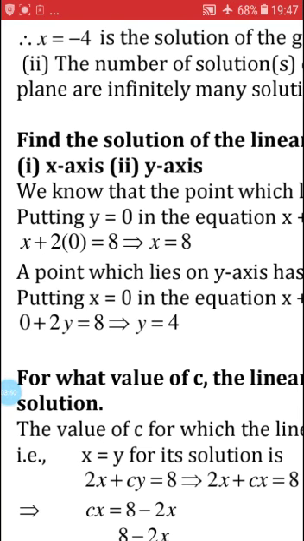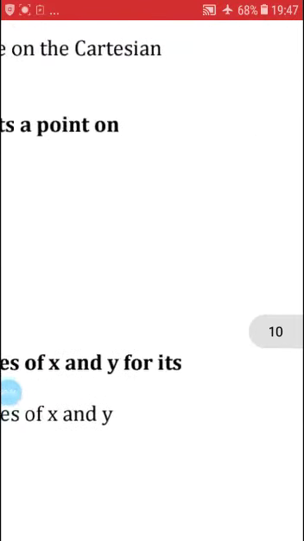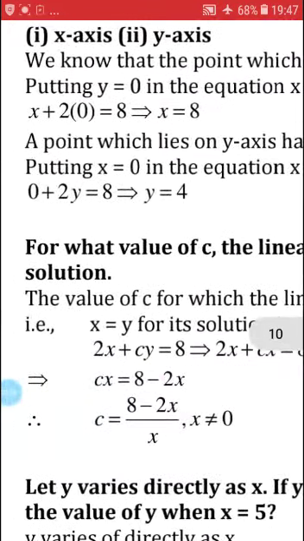4. Now see, for what value of c does the linear equation 2x plus cy equals 8 have equal values of x and y for its solution?